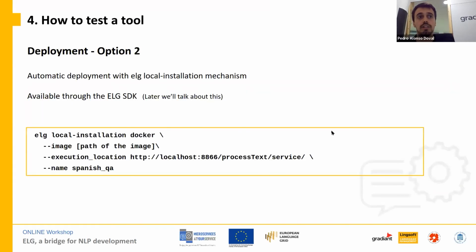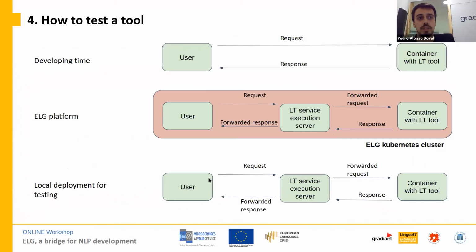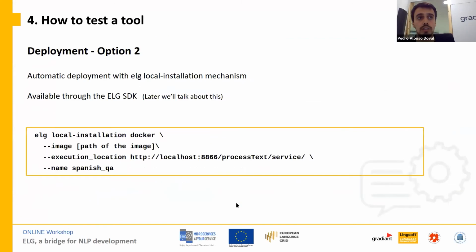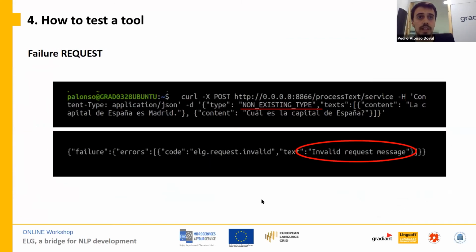And what happens here? What happens is that the user makes the request, but the service doesn't understand it. So it doesn't forward to the tool. It just responds with this error that is shown here, invalid request message.